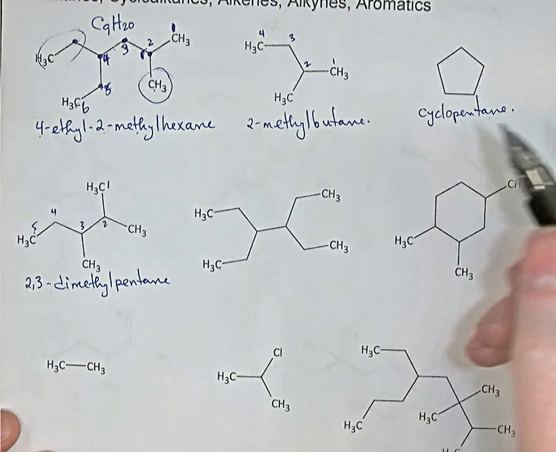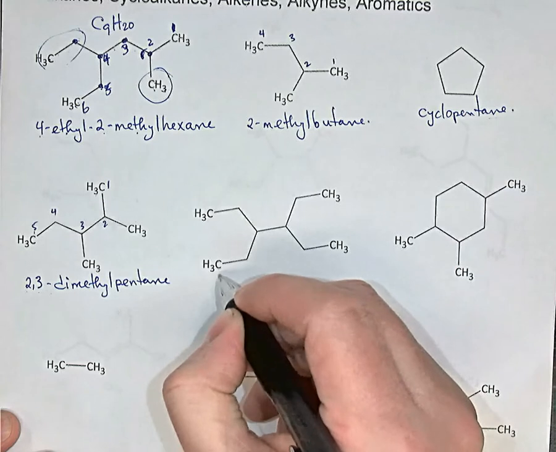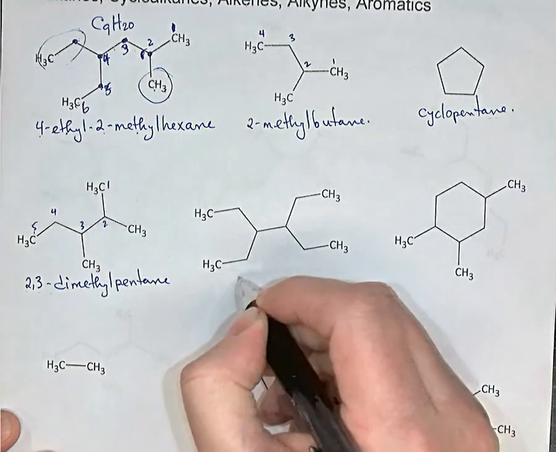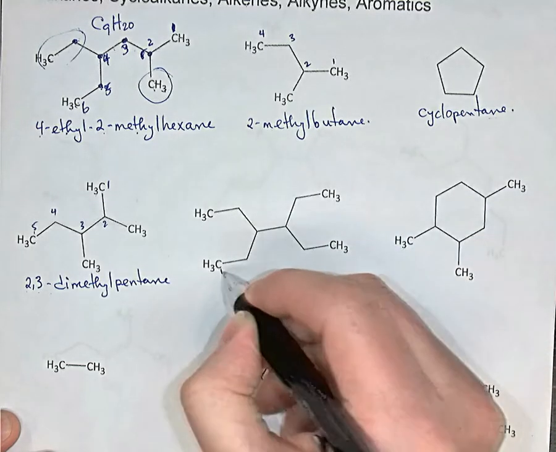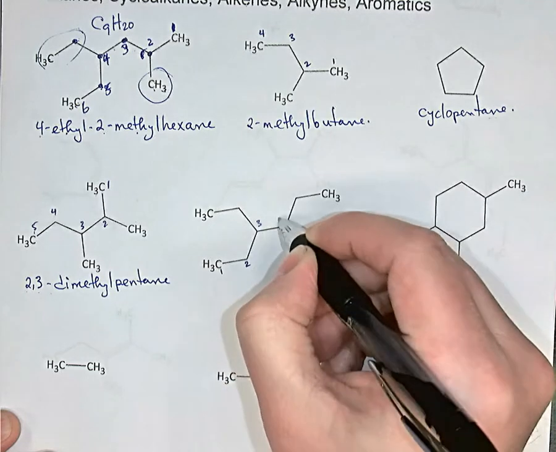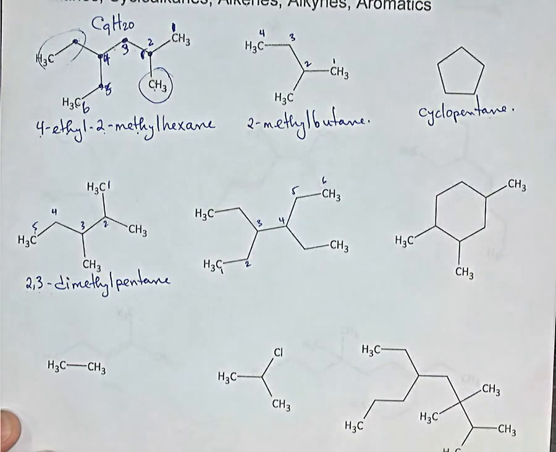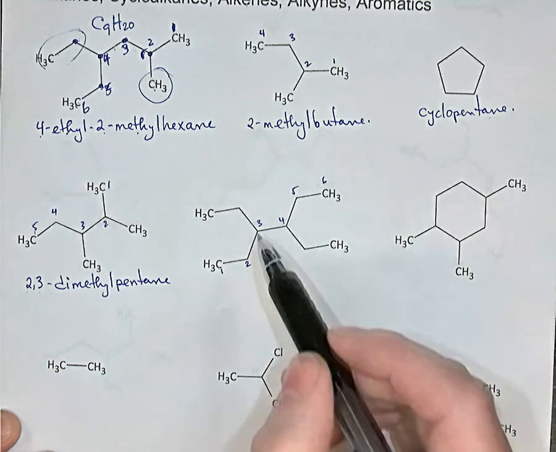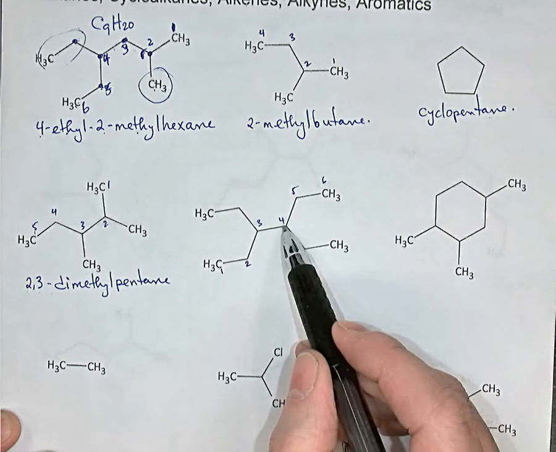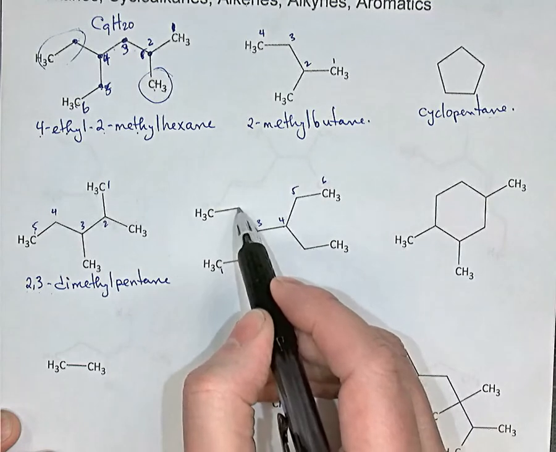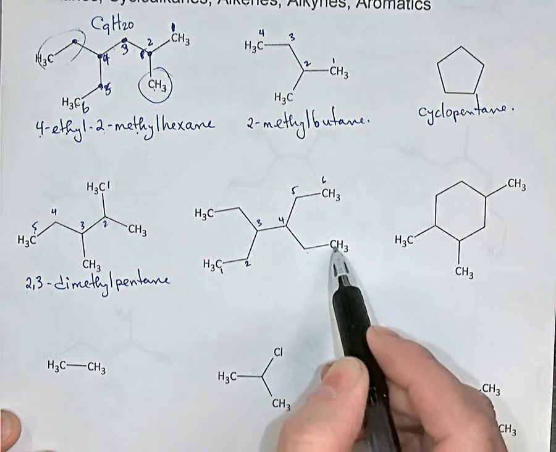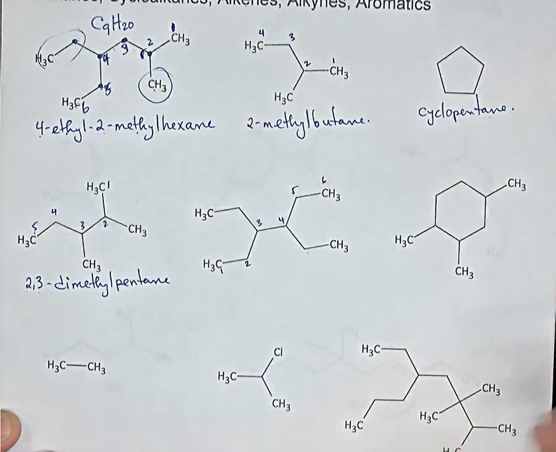Okay, the next one, the longest continuous chain. I'll start down here. This looks rather symmetrical. So 1, 2, 3, 4, 5, 6. So this is again a hexane molecule. But on carbon number 3 and on carbon number 4, there are these branches with 2 carbons in them. A 2-carbon branch is called ethyl.